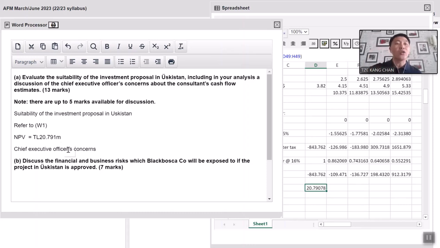Then it carries on to respond to the concern of the CEO and part B of the questions, which you are supposed to handle on your own.